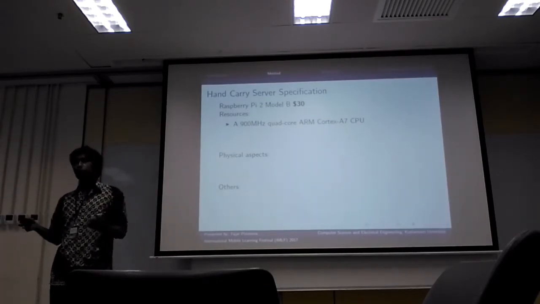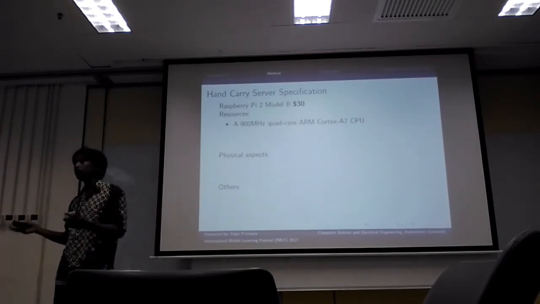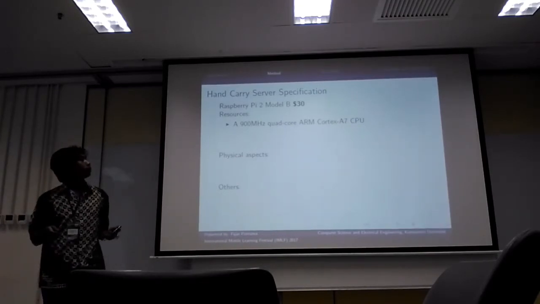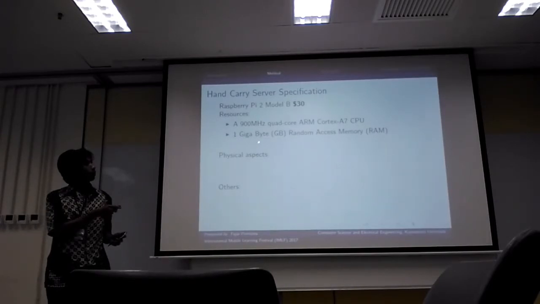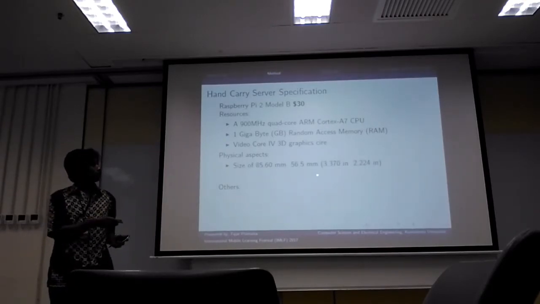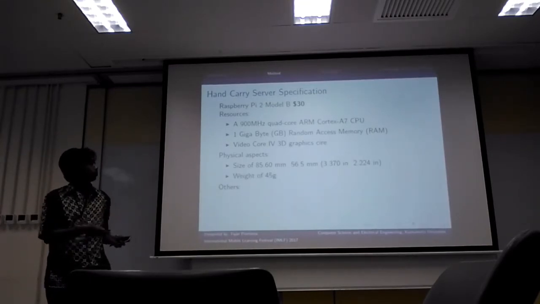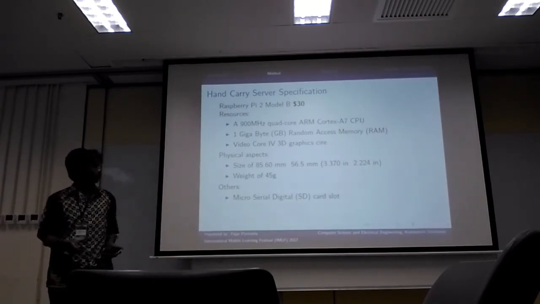And the server itself, even though it's very small, as Steve said, is still very inferior in terms of resources. The CPU is a 900 megahertz quad-core ARM, and the RAM or memory is 1 gigabyte, and this is a 4. And what does this mean? I will explain in later slides. The visual aspect is, as I showed you before, the site is hand-carry and very light, only 45 GB. And there are some others: it's equipped with an SD card instead of a hard drive as in a laptop.